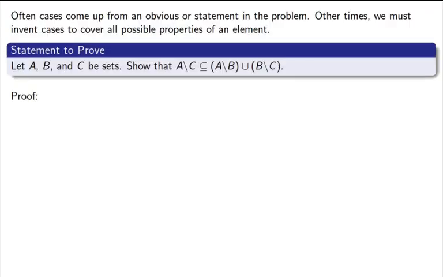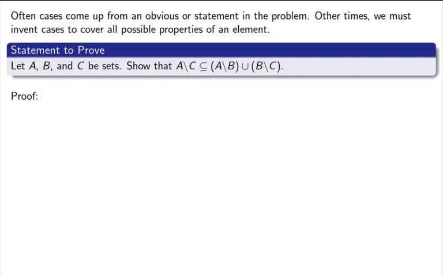This next example has a unique thing that has not come up in this lesson so far. Sometimes we have to invent cases in order to cover all the possibilities of what we're looking for. Here's our problem. Let A, B, and C be sets. Show that A minus C is a subset of A minus B union B minus C.